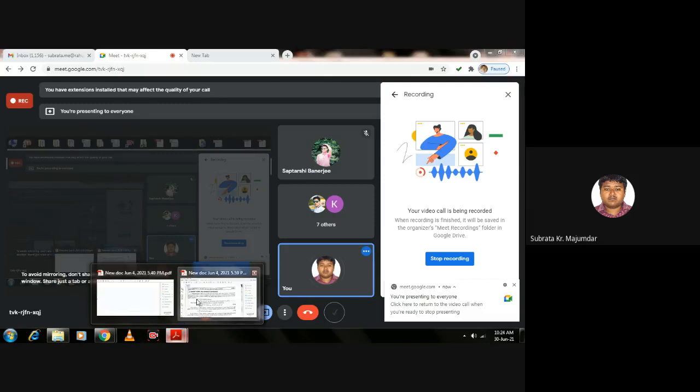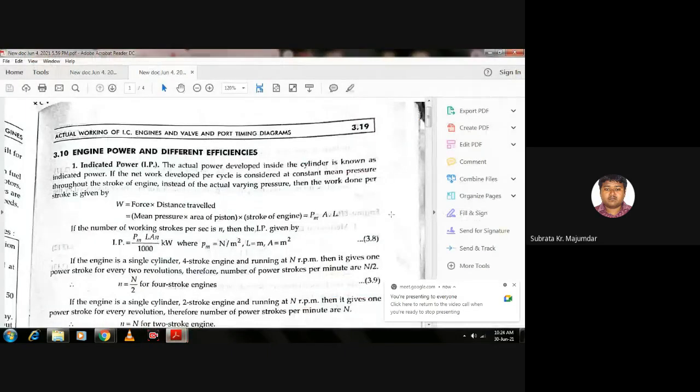Acha, first of all, the indicated power. Whenever an engine is running, we get two types of power: one is the ideal power and one is the real power. The indicated power is nothing but the ideal power. What is that? The actual power developed inside the cylinder is known as indicated power.